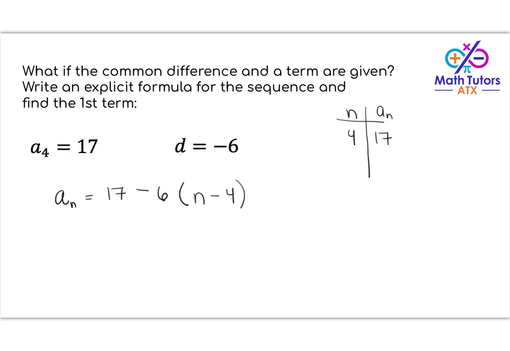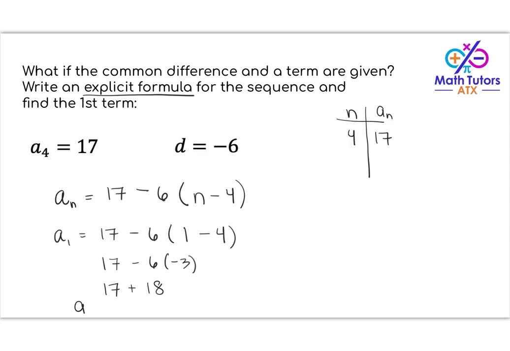So this is an explicit formula because explicit just means that if I plug in any value of n, I can find the nth term. And so now if I'm looking for my first term, let's plug in a 1 for n. And I get 17 minus 6 times -3. And I get 17. Careful, it is plus an 18.